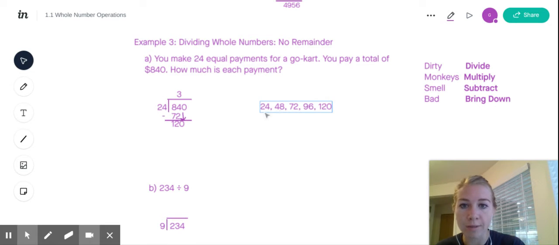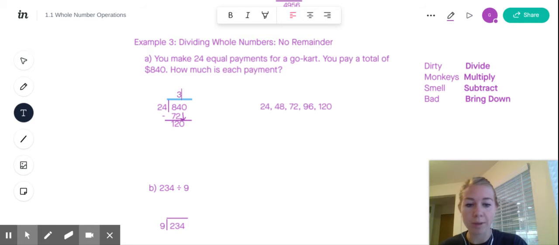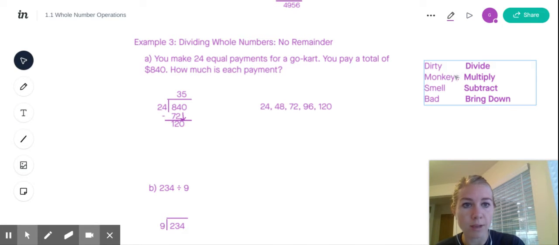Well, let's look at our multiples over here. 1, 2, 3, 4, 5. Exactly 5 times. 120 is a multiple of 24. So our 5 goes up here above our 0. So we divided. Now, monkeys, multiply.